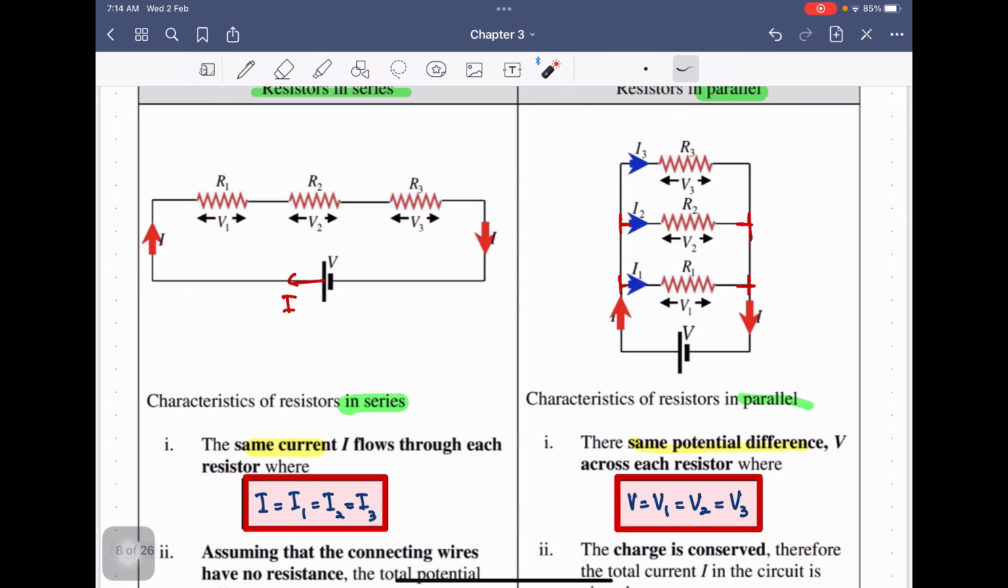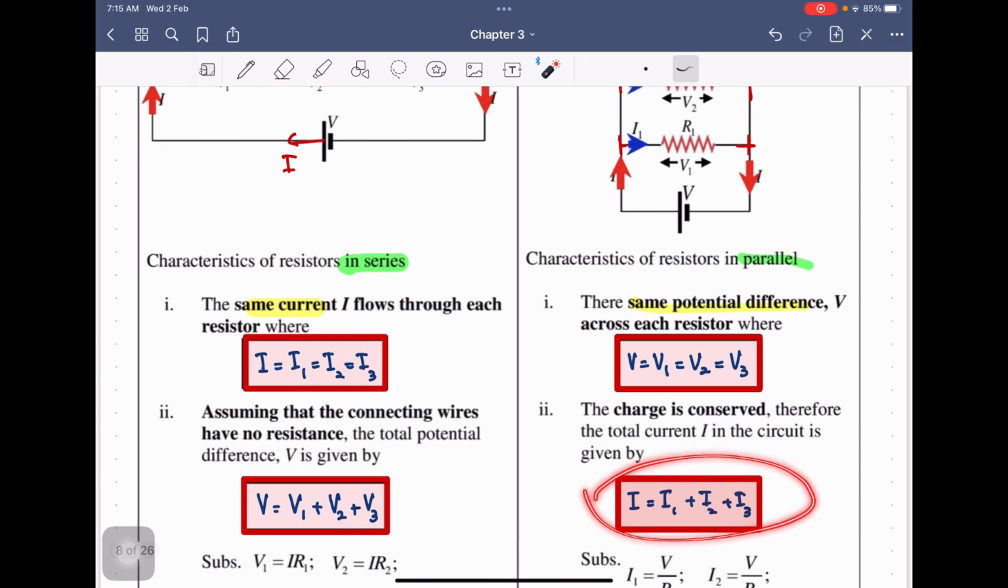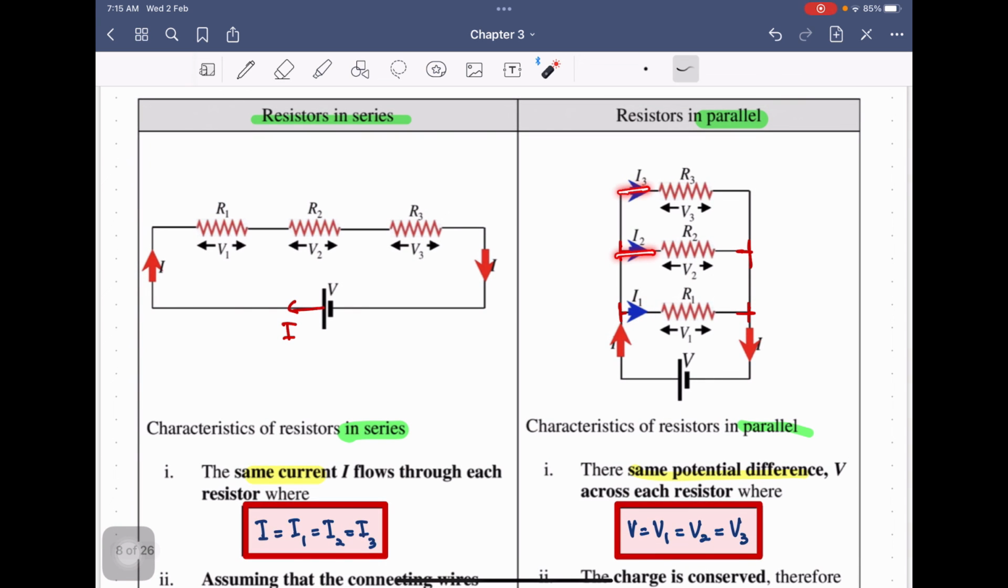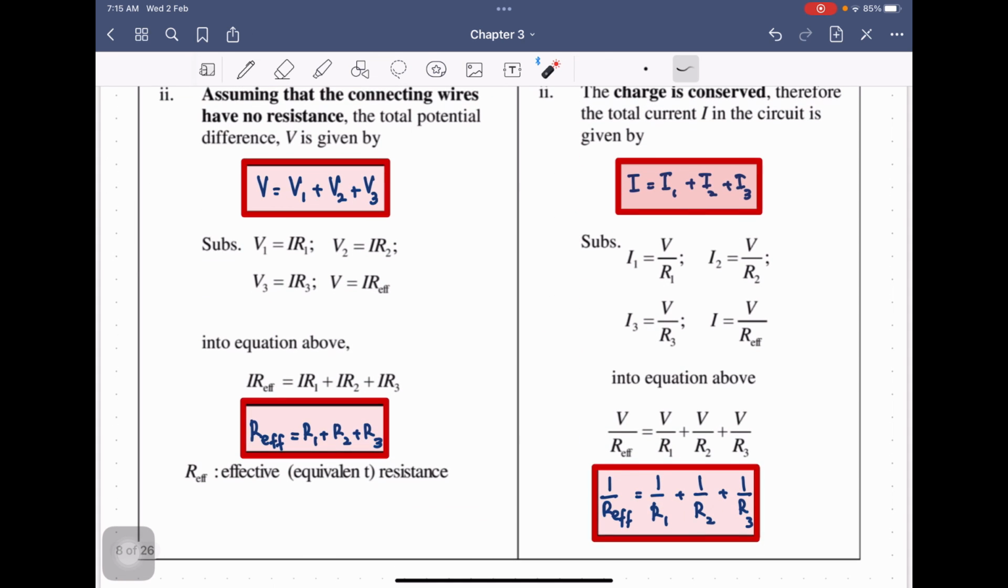Tapi kalau kita lihat current sama tak? Tak sama. Sebab current dia akan flow daripada positif terminal pergi kepada negatif terminal. So current ni dah pecah. Pecah lalu kepada R1, pecah lalu kepada R2, pecah lalu kepada R3. So we can say that I dia tak sama. So I total adalah sama dengan I1 plus I2 plus dengan I3. Based on both equation, so finally we can say that effective atau equivalent resistance, kalau kita ada resistor connected secara parallel, 1 over R effective adalah sama dengan 1 over R1 plus 1 over R2 plus 1 over R3.